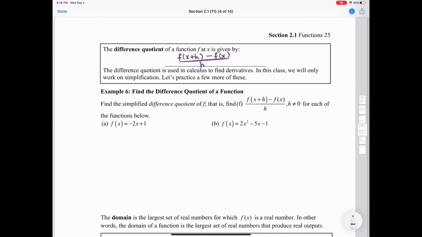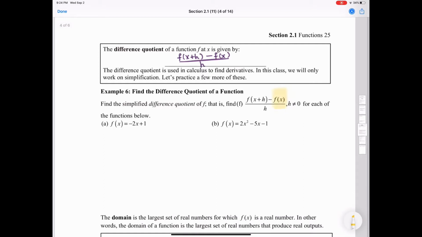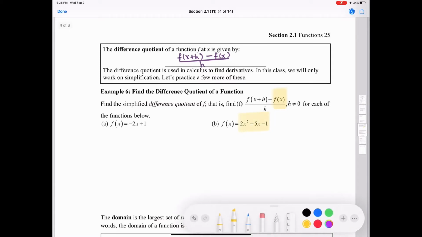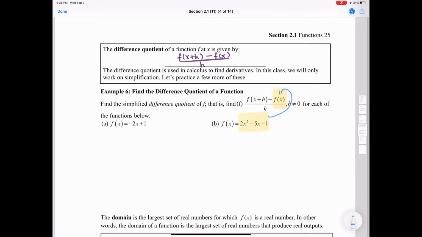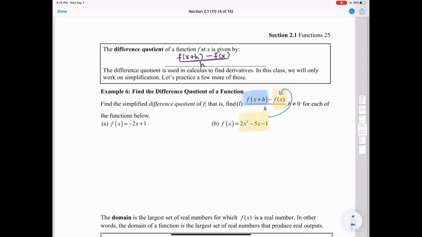Okay, so I need to find the difference quotient of this. If I look at this difference quotient formula here, it has an f of x. So in here I don't have to do anything. What I just have to do is take whatever is in this function, 2x squared minus 5x minus 1, and plug it in here, in this place where I have f of x. But before going into the formula, first I need to find what f of x plus h is. So I'm going to do that on the side.